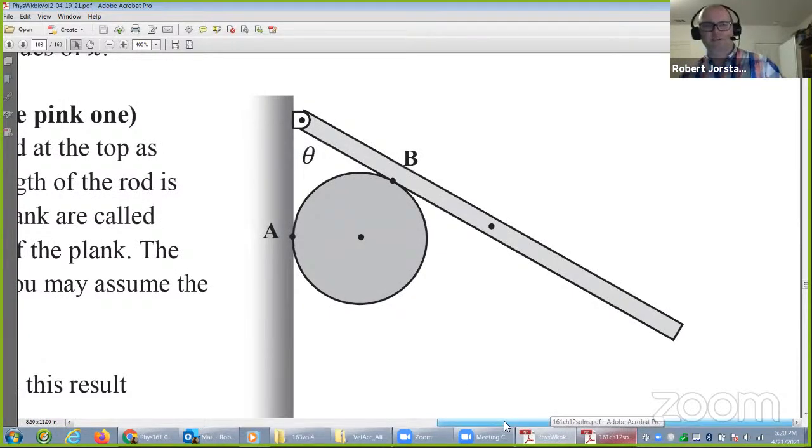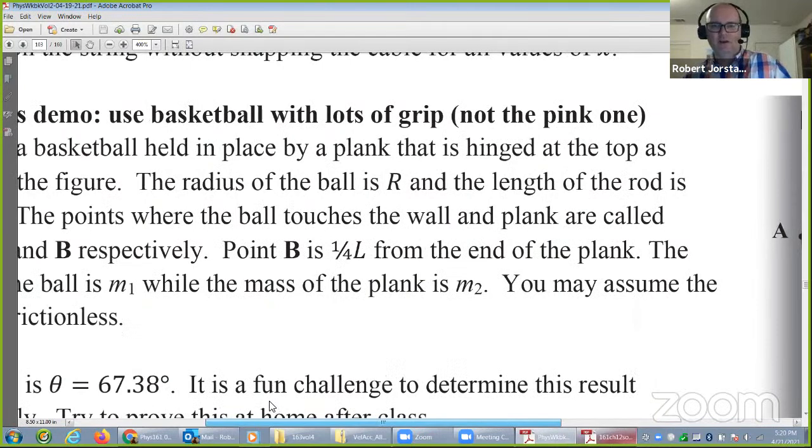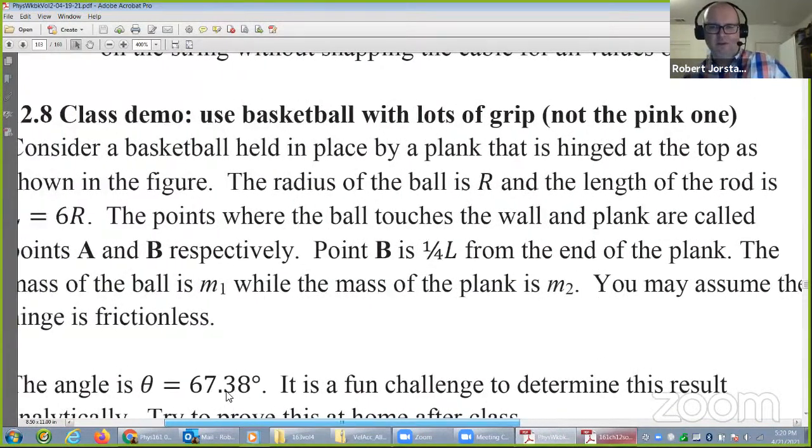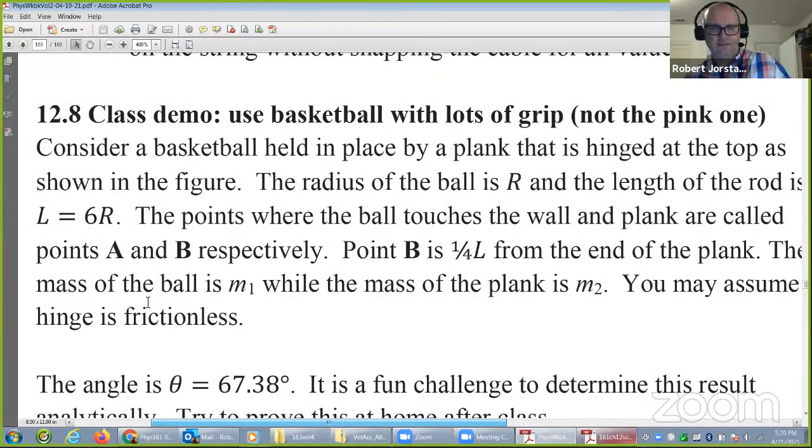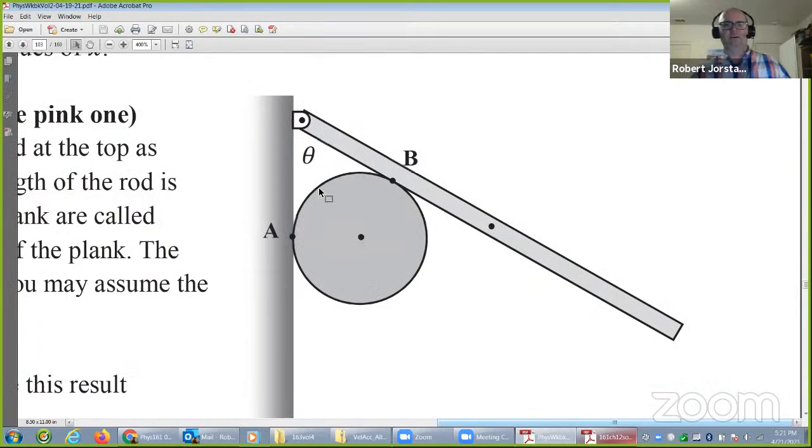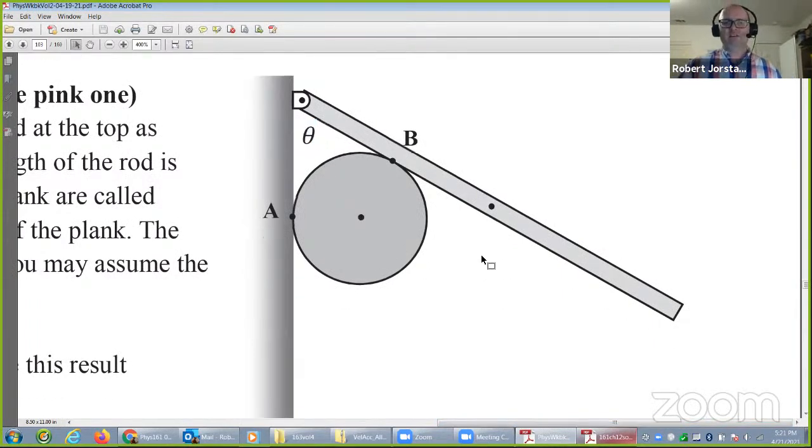All right. So reading through this problem, you've got it in front of you. We know the radius of the ball. We know the length of the plank relative to the radius. We know where point B is. We know the masses, etc. I think it even said we know the angle. So in this case, let's talk first about the forces on the ball.